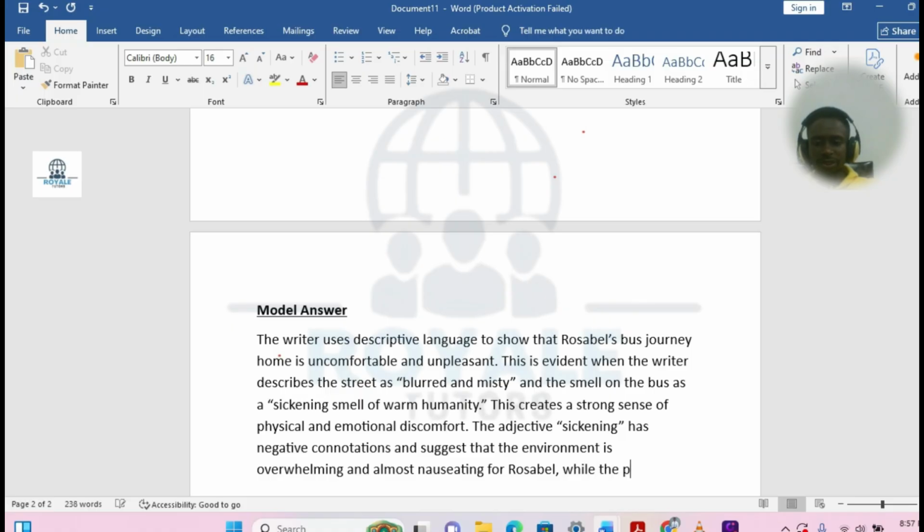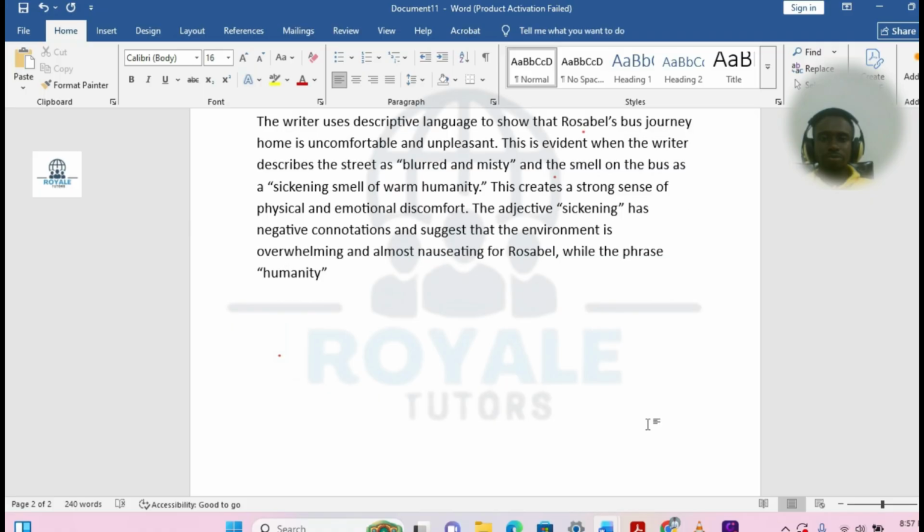While the phrase humanity implies the oppressive closeness of the other passengers. Sorry.